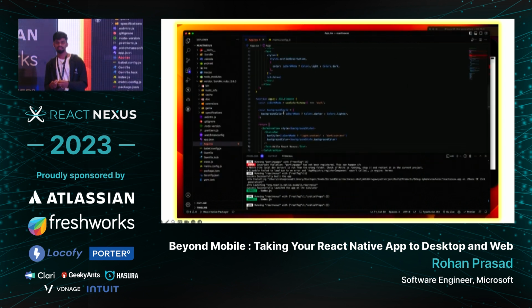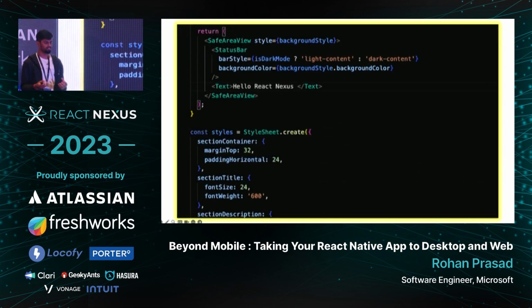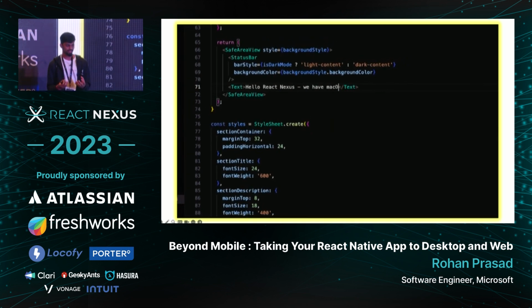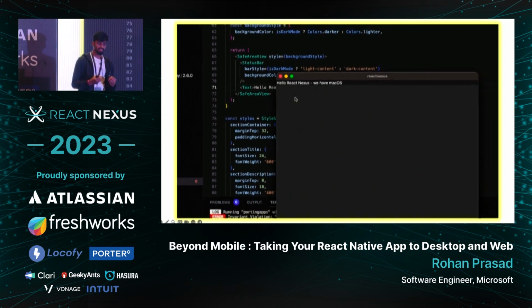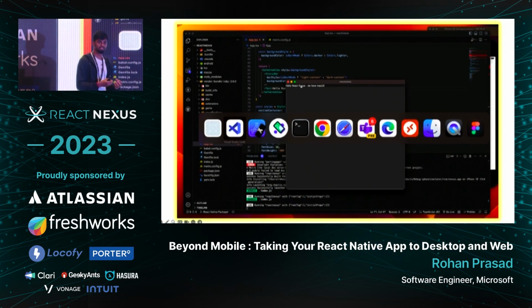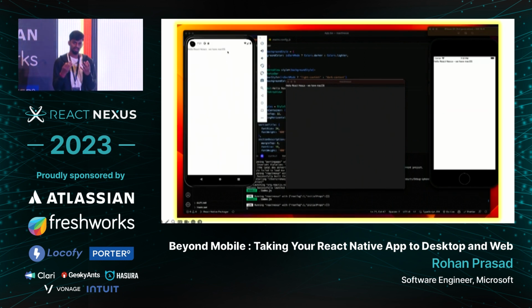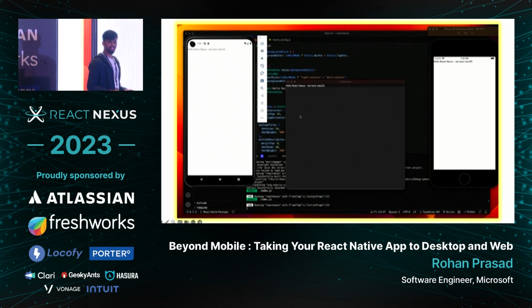So let's go ahead and make a quick change and see how it reacts to our change. So we'll add, let's say, we have macOS now, right? And I go back to my changes and see my changes. We see our changes. So hot reloading works, everything works, right? We see that change in iOS, and we see that change in Android as well. So we have macOS now, right? What next?